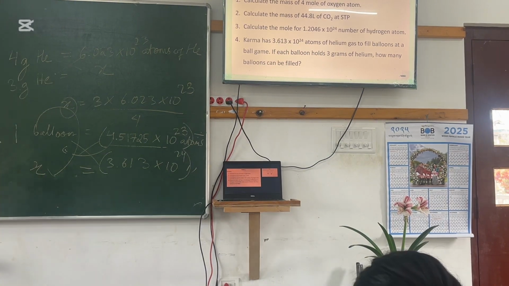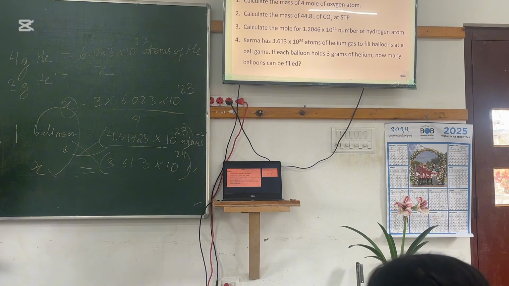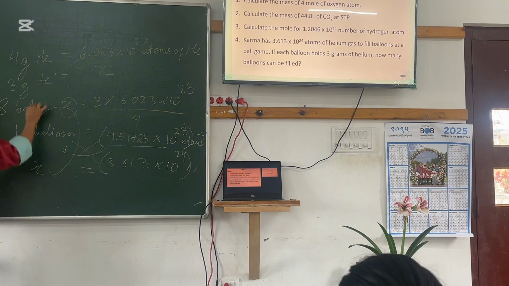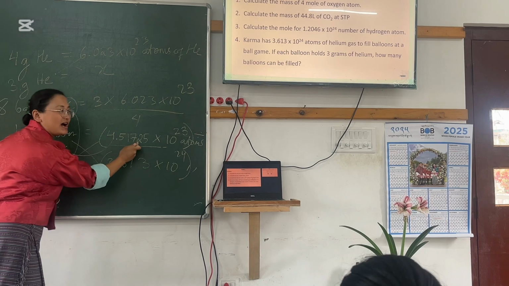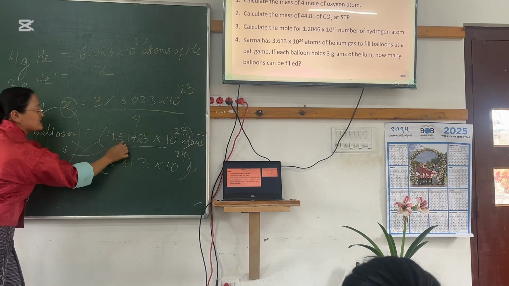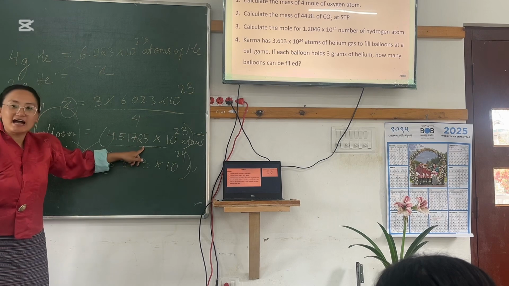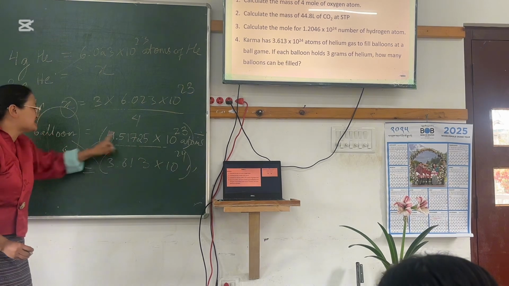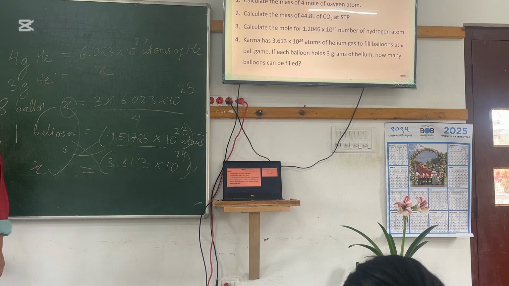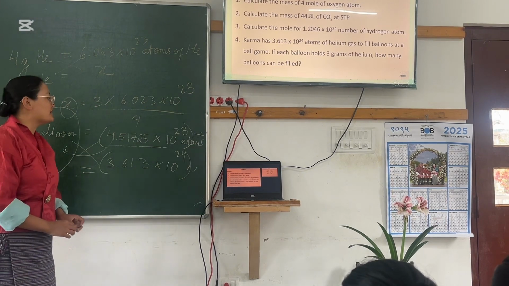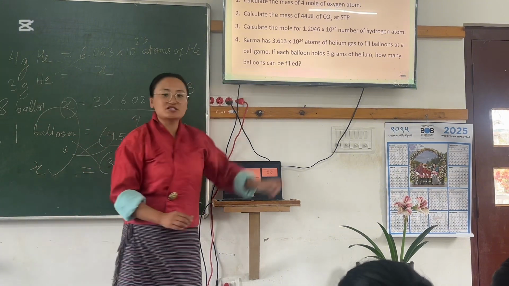7.9. Can we have 7.9 balloons? So round it off. 7.9 is 8 balloons. Which means in one balloon, you have this many atoms, so multiplying this by 8, do we get this answer? Check. It should be roughly this number. In one balloon, this many atoms are filled. You have 8 balloons, which means 8 times this should get this number, right? Check whether your answer is correct. 8 times 4.51725 times 10 to the power 23. Do we get this total number of helium atoms?